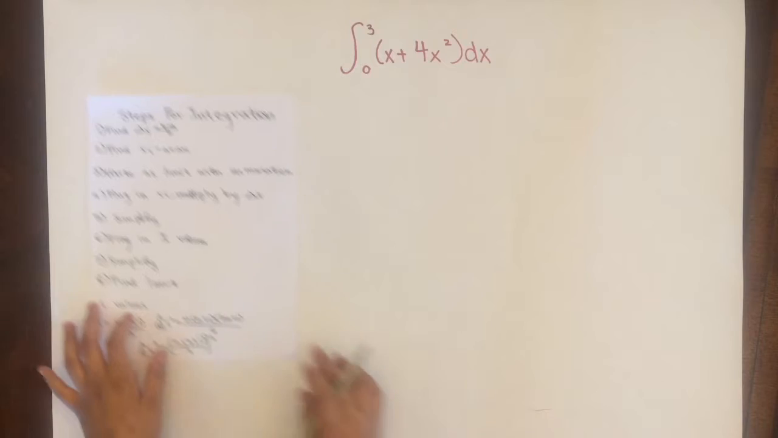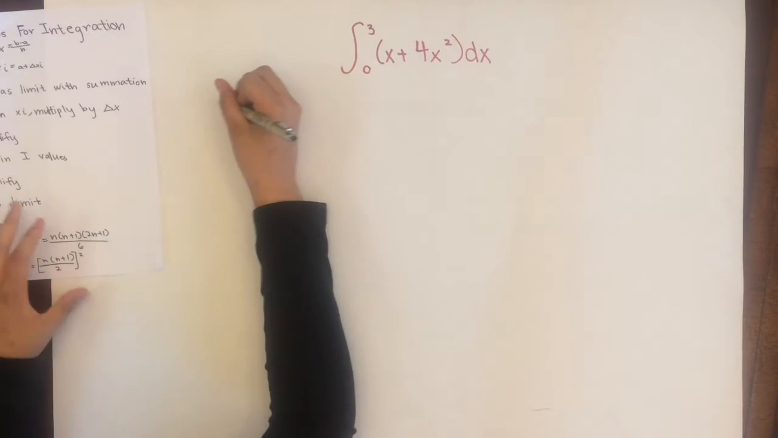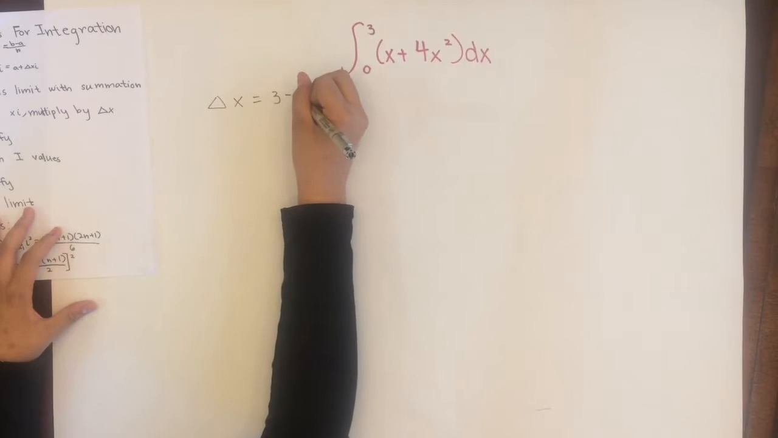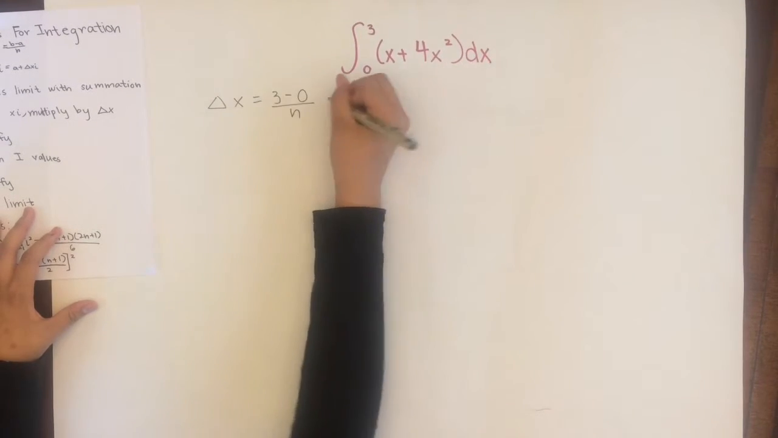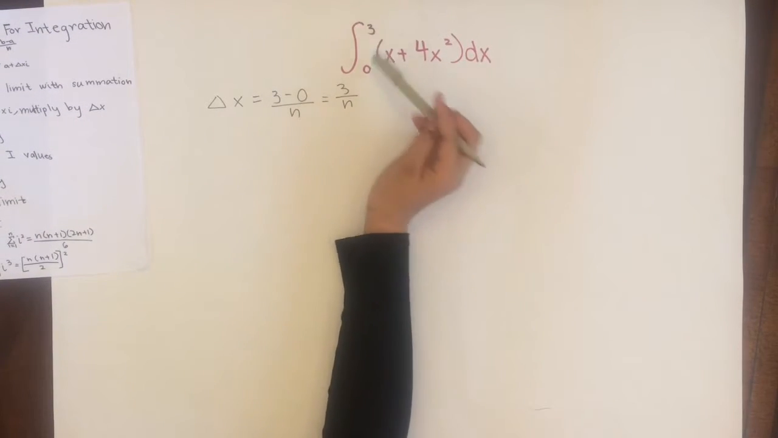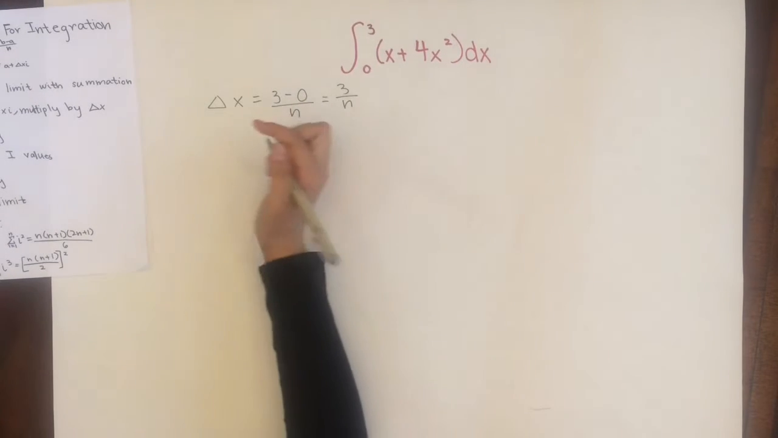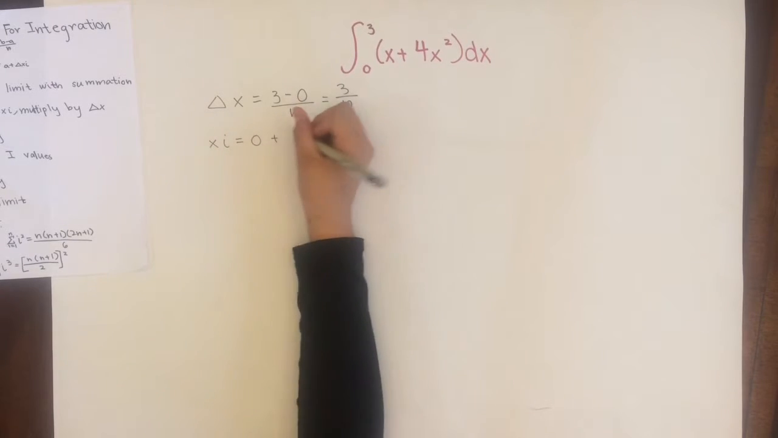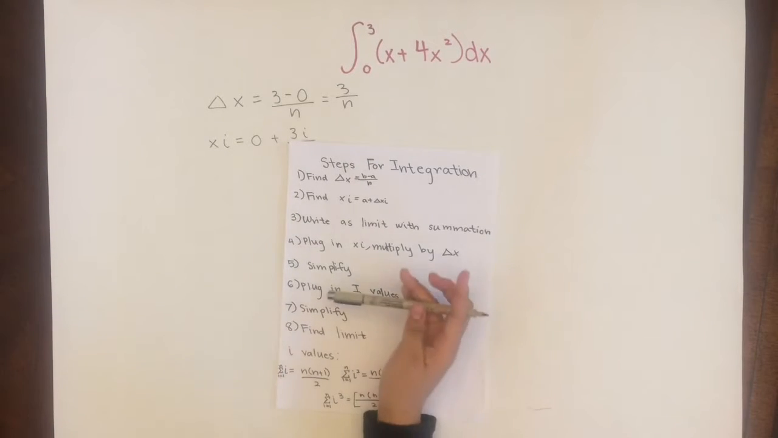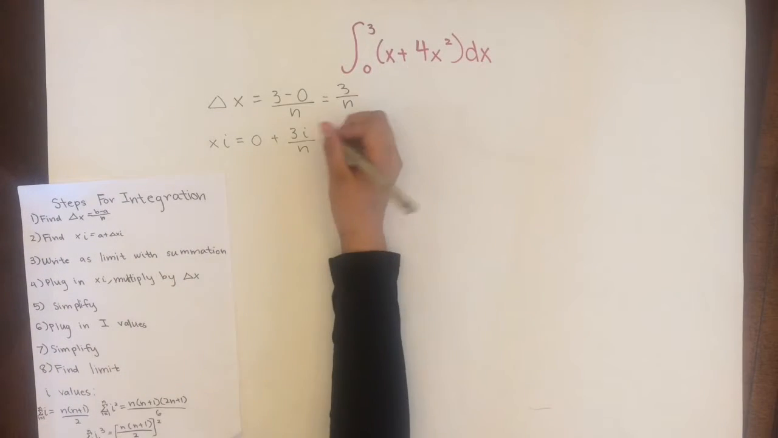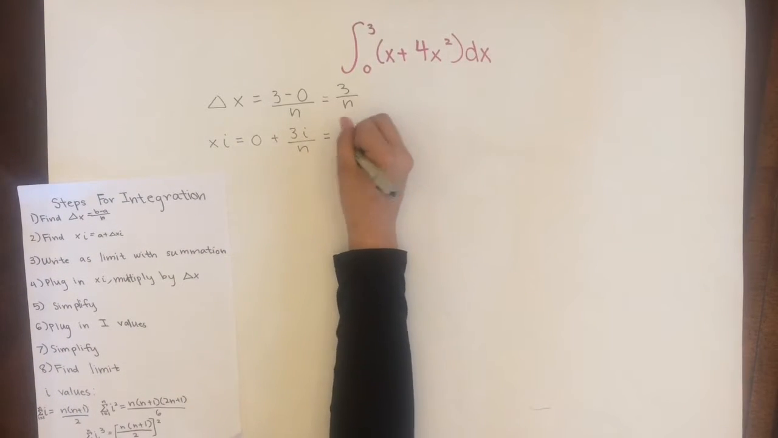And we start with finding delta x. So delta x equals 3 minus 0 over n, which equals 3 over n. And then now we can find xi, which equals 0 plus 3i over n. And as we can see, it matches with what our equation is, which is a plus delta x times i, which equals 3i over n.